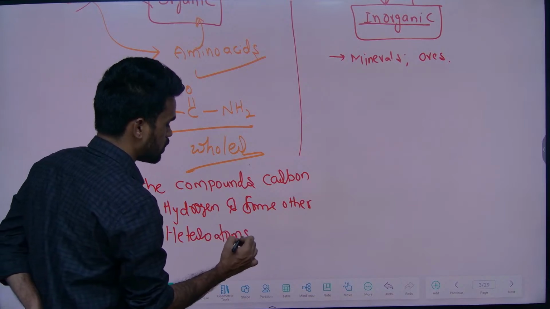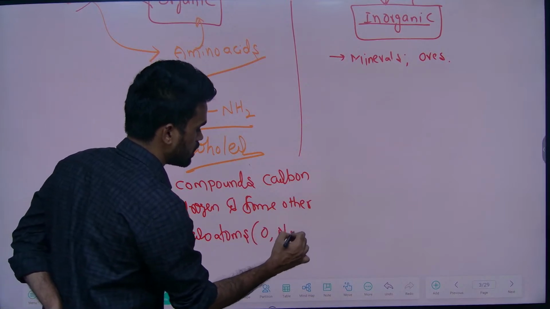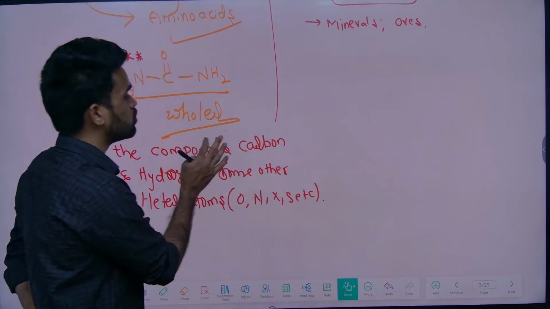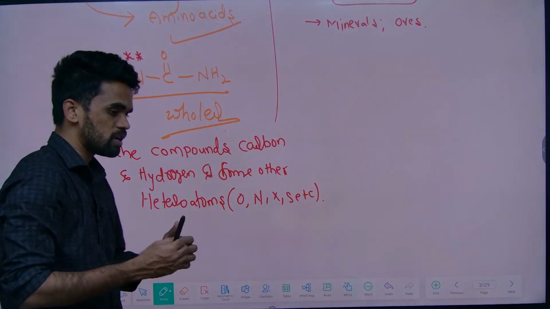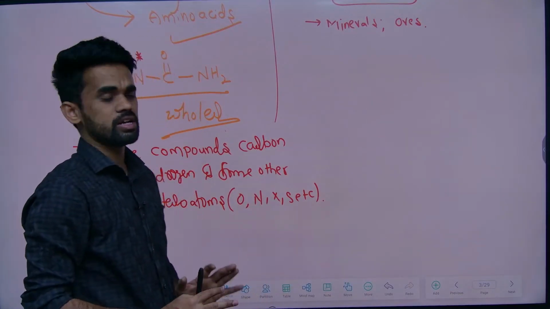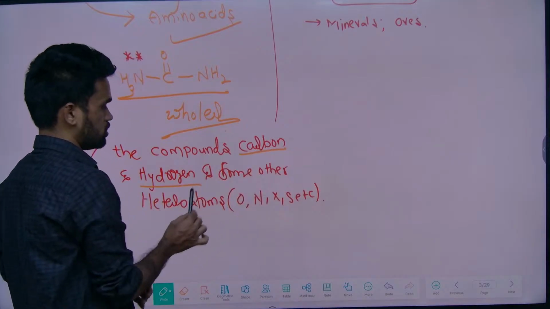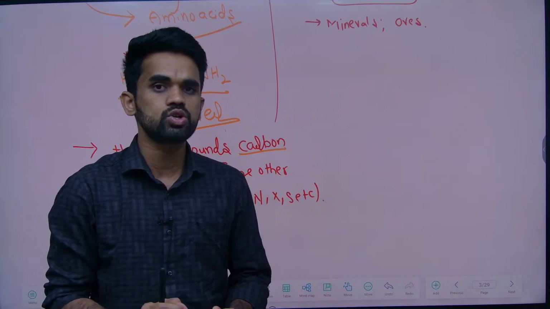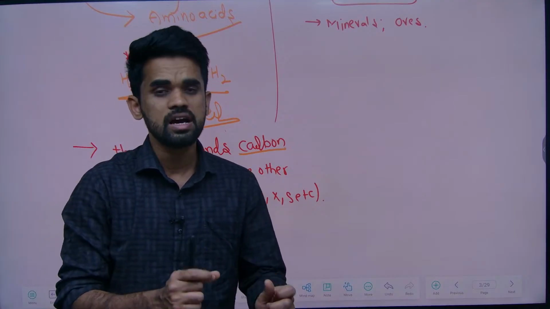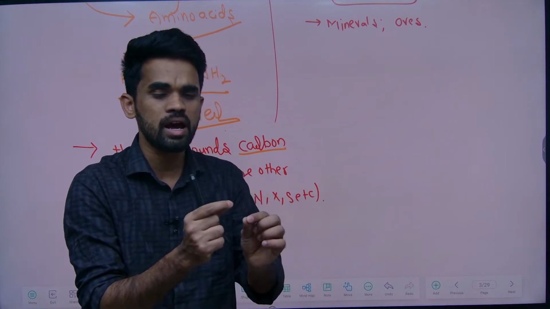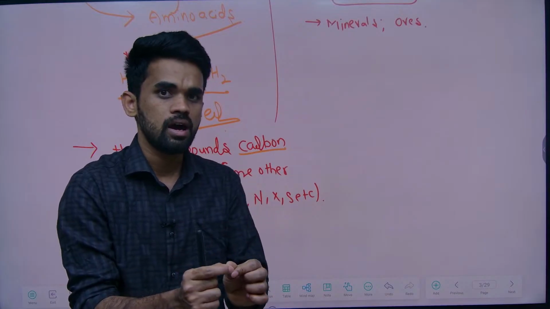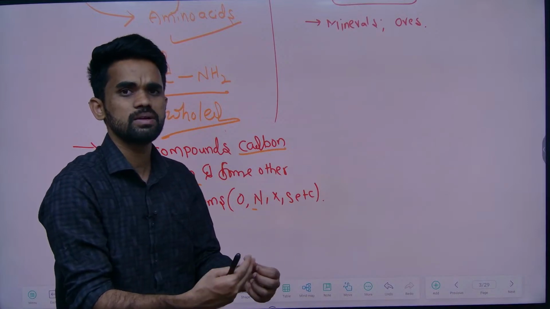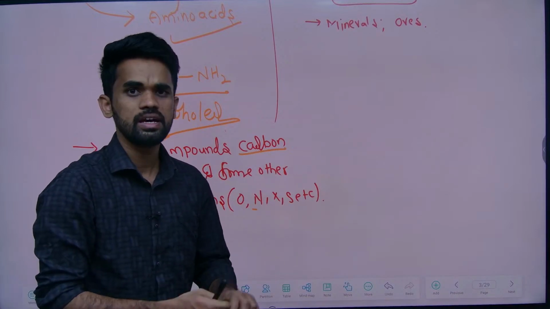What do we mean by heteroatoms? Something like oxygen, nitrogen, halogens, sulfur, etc. Mostly, organic compounds are compounds of carbon and hydrogen. If in the given organic compound only carbon and hydrogen are there, you should call it a hydrocarbon. Along with carbon and hydrogen, if oxygen or any other nitrogen, halogens are present, then you can consider them as organic compounds with heteroatoms.